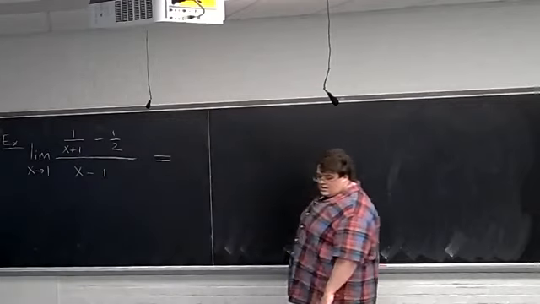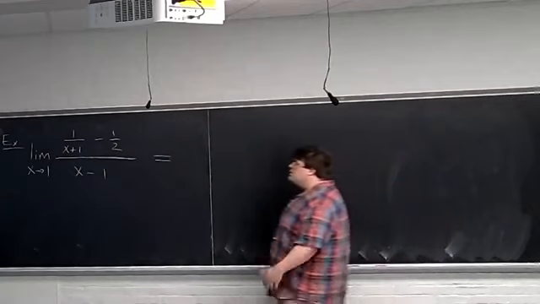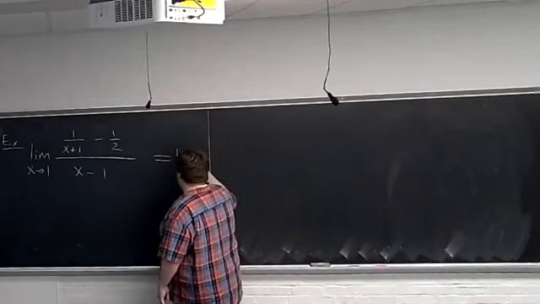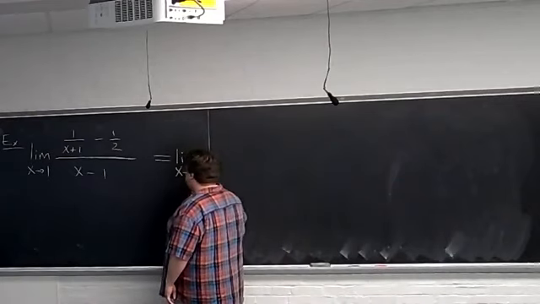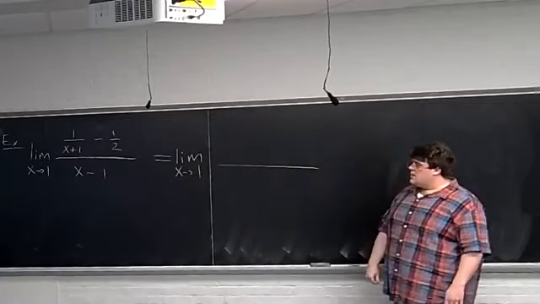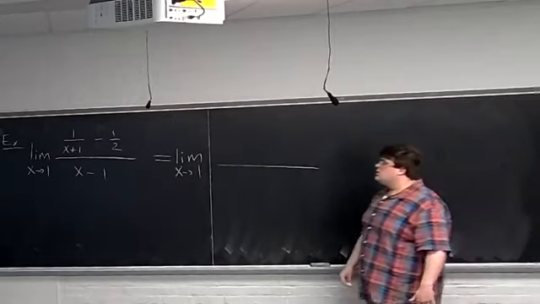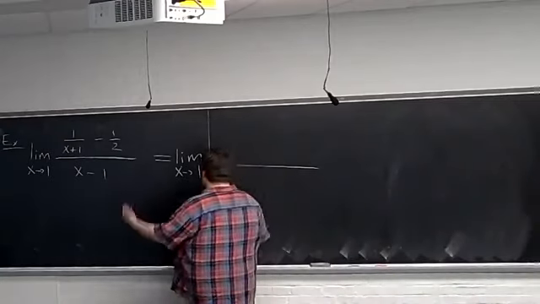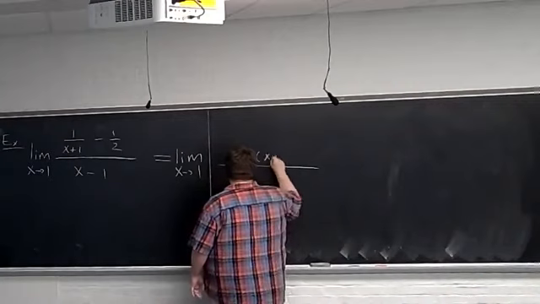So what is this limit? Well, we got a 0 over 0, so we're going to need to do some algebra. What algebra can we do here? Well, the numerator we can add together as one fraction. The denominator in the numerator would be 2 times x plus 1.